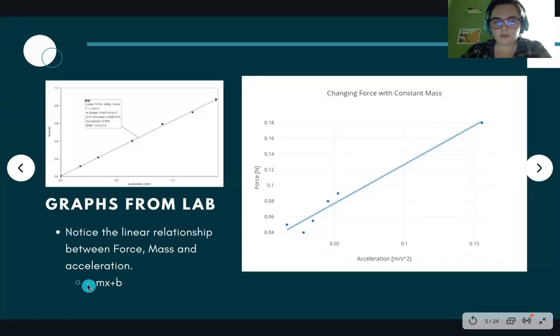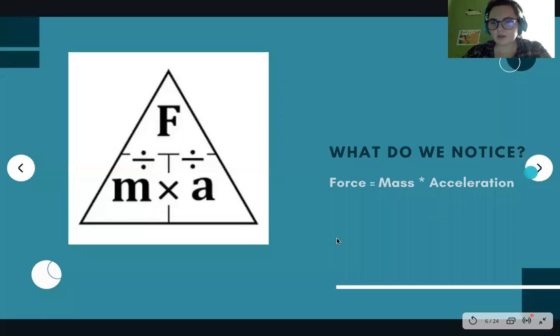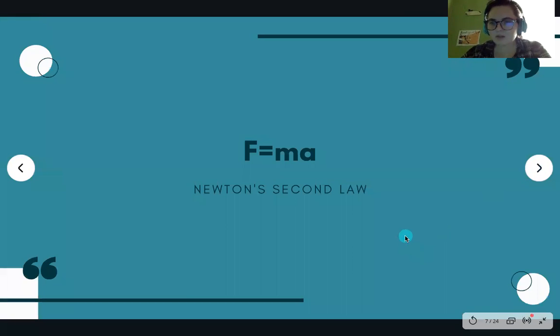But in general, we get this force equals mass times acceleration formula from these graphs. So this is just a triangle that can help you visualize this formula, especially as we go into solving for acceleration and solving for mass instead of just force, like we're doing today. But this brings us to Newton's second law, force equals mass times acceleration. So you guys literally did the experiments that you could have done to figure this out.